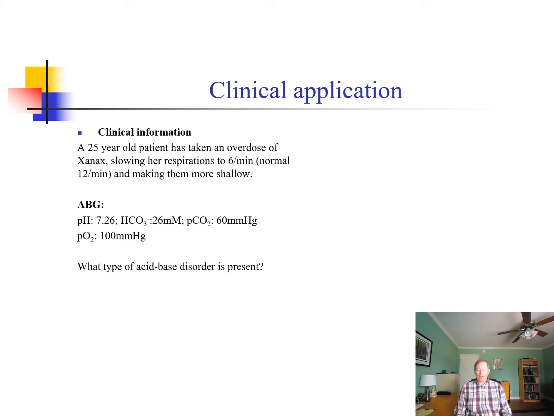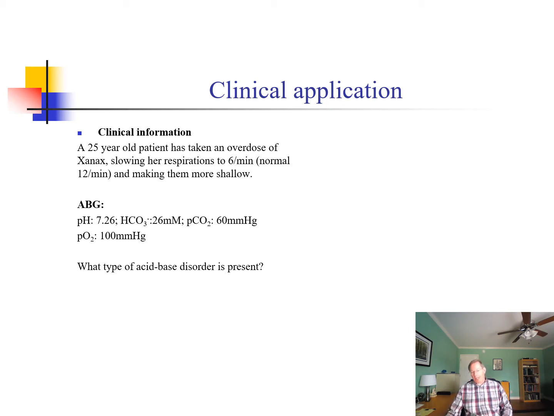So you examine her, you get an ABG, an arterial blood gas, and you have the final results here. What type of acid-base disorder is present in this case? How do you approach this problem? If you've done the acid-base interpretation video from before, then you'll know how to go through this systematically. But if you haven't, this is sort of an introduction, and we're just going to do respiratory issues here.